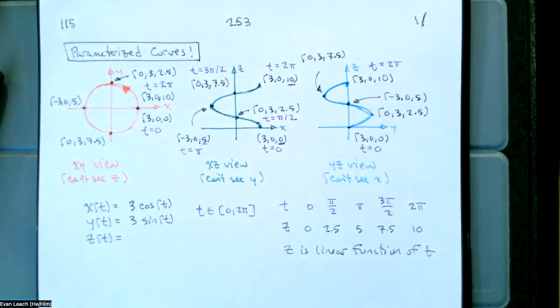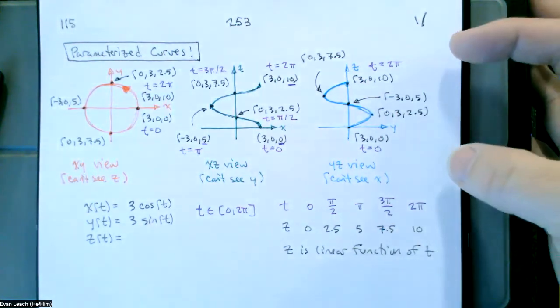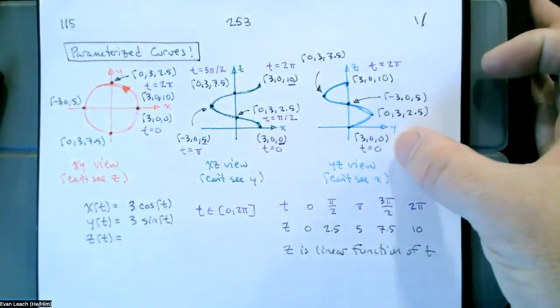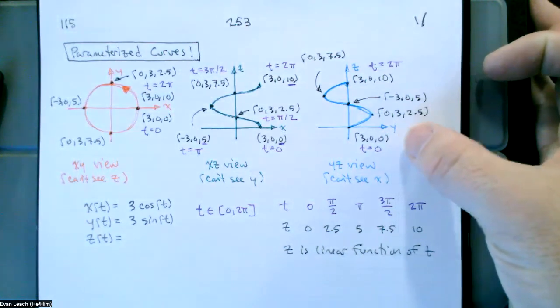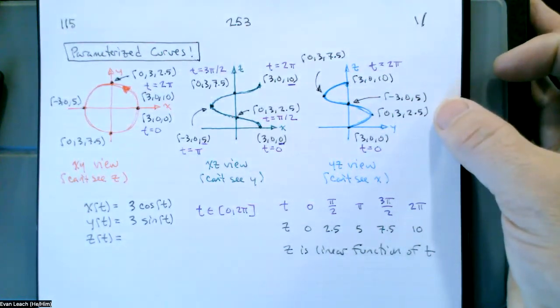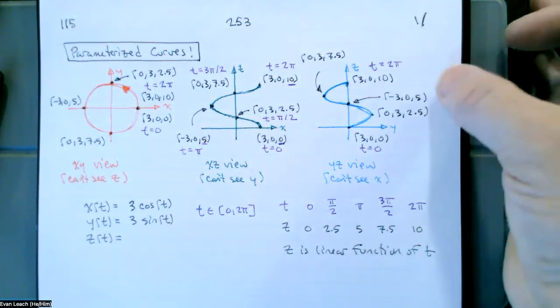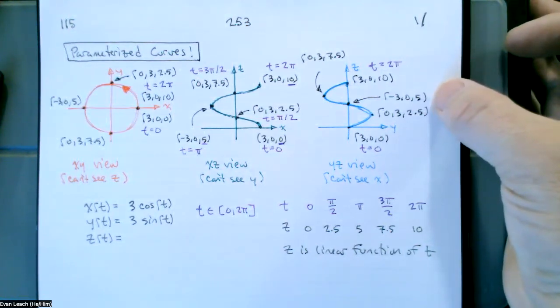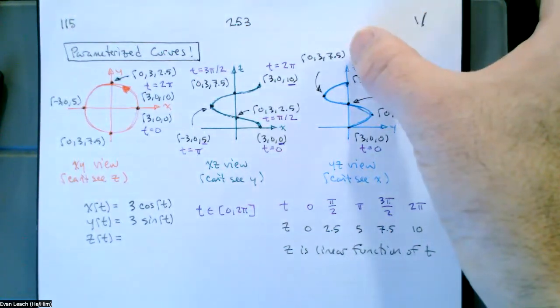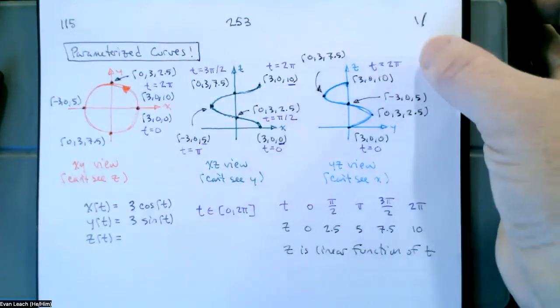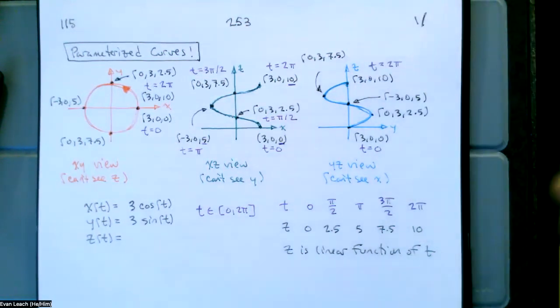If we take these values over to our YZ view, we can see the same thing happens. T is 0, Z is 0. T is a quarter of the way through, Z is a quarter of the way through. T is halfway through, Z is halfway through. 3/4 and 3/4, 1 full cycle, 1 full cycle.